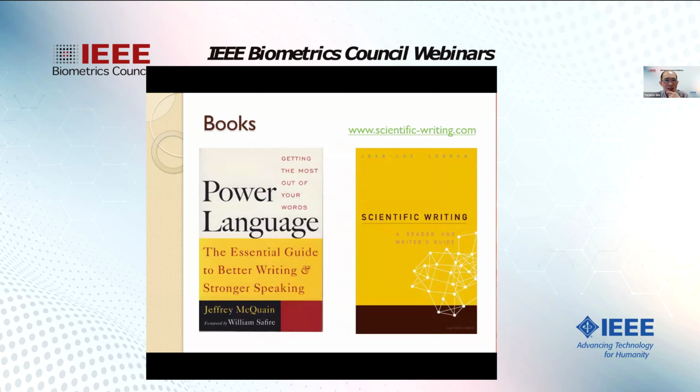Now, in terms of books, let me offer you these two. The book on the right, Scientific Writing, there's even a web page for it. I hope it's still alive and operational. I benefited a lot from this book, with very concrete examples, and some of the material presented here is taken from it. The other book, the one on the left, Power Language, was recommended to me by my advisor, Prof. Takeo Kanade. Both are very good books. I encourage you to refer to them.